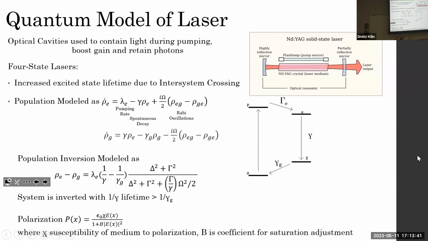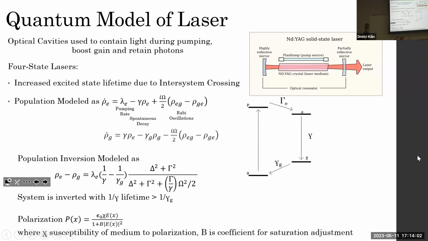This should be rho EE, one mistake just based on typographical errors, I guess. But so rho EE is modeled by the pumping rate, spontaneous decay, and Rabi oscillations. And our ground state is also like this, but more focused on the excited state. And so population inversion is just going to be the difference between our excited state occupancy and the ground state.